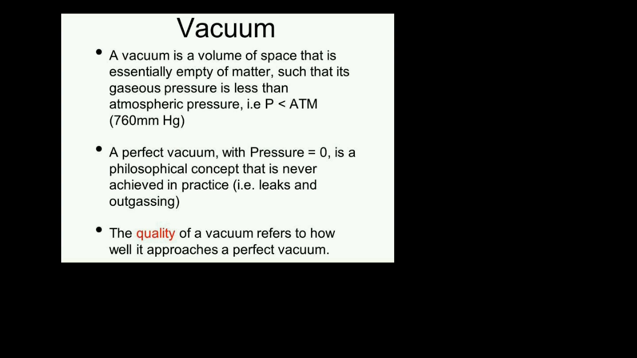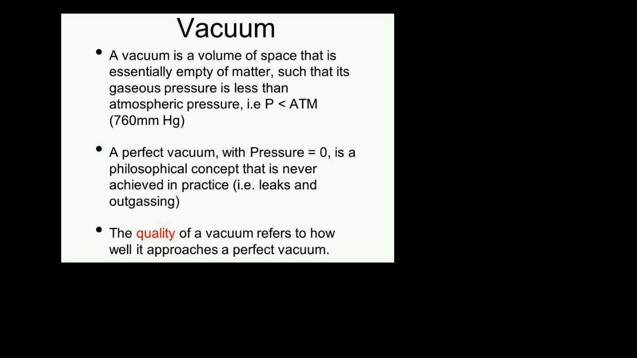So we'll start a little bit talking about some of the basic concepts. We'll be talking today a lot about vacuum. Vacuum is any volume of space that is essentially empty of matter and such that its gaseous pressure is less than atmospheric pressure. Atmospheric pressure being 760 millimeters of mercury or close to it, depending on your altitude. Of course, a perfect vacuum, P equals 0, is a philosophical idea. It can never be achieved in real practice due to things like leaks and outgassing and so on.